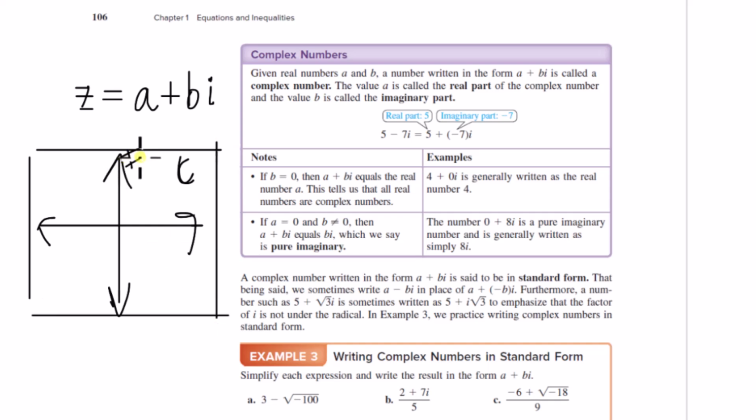And this is the imaginary axis. This is the real axis. You pick a real number, what they call the real part is a, and the imaginary part is b. So the real part and the imaginary part are real numbers. Like you're picking a real number off the horizontal axis and a real number off the vertical axis. But the imaginary part is going to be associated with an i.